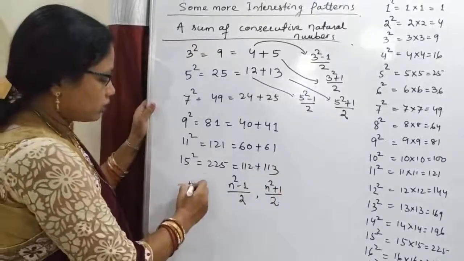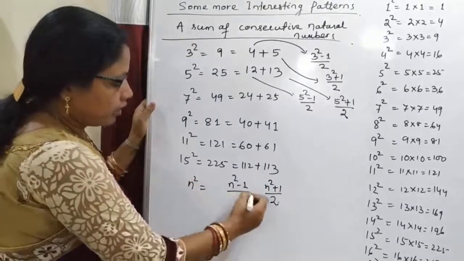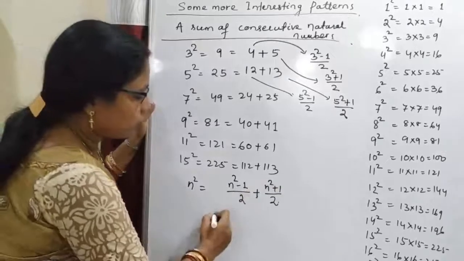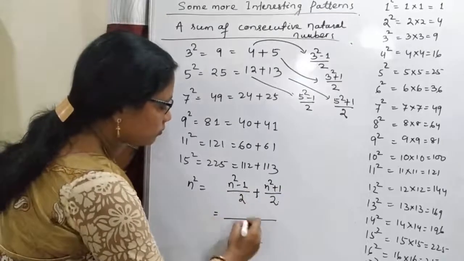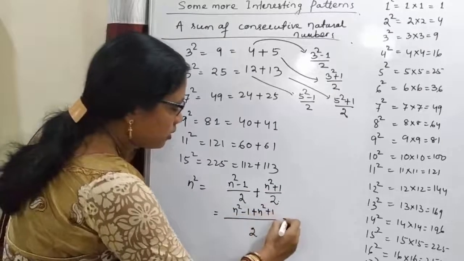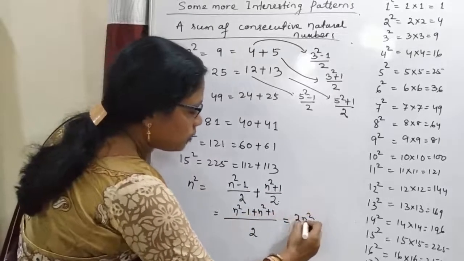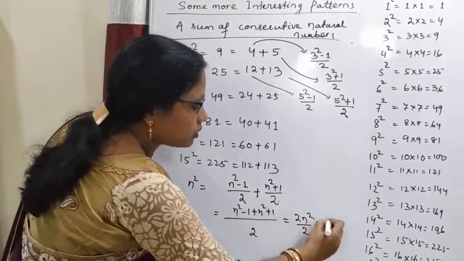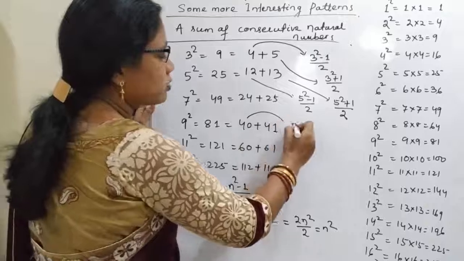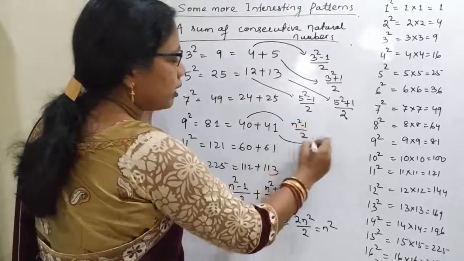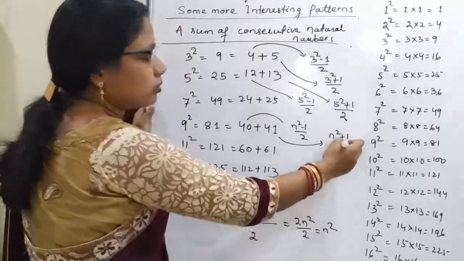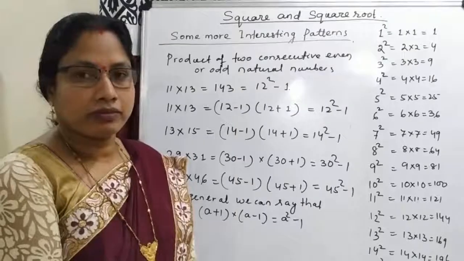So here n square is equal to (n square minus 1) by 2 plus (n square plus 1) by 2. So this becomes (n square minus 1 plus n square plus 1) by 2. This is equal to 2n square by 2. So that is equal to n square. So the first number will be (n square minus 1) by 2 and the second consecutive number will be (n square plus 1) by 2.